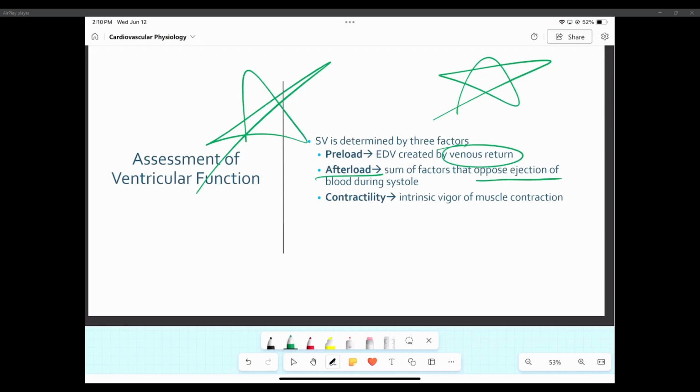If your blood pressure is 160, is the 120 that the ventricle is going to generate enough to open that aortic valve? No, because your systolic blood pressure is 160. So what does the ventricle have to do now? Generate more pressure to get above that aortic valve.